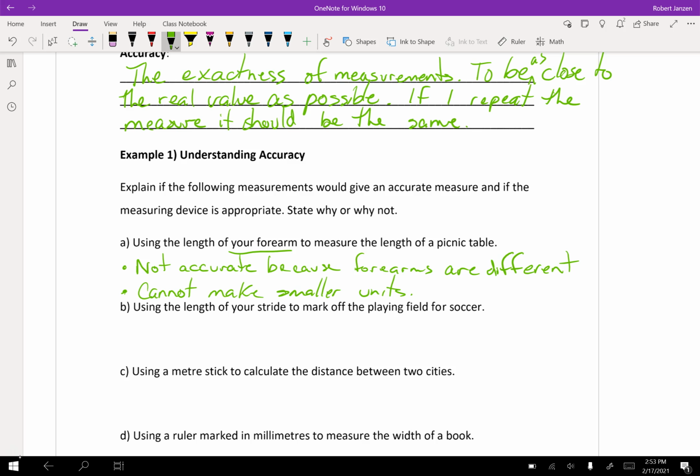B: using the length of your stride to mark off the playing field for soccer. Again, this is not really accurate because even your own stride will change as you walk faster or slower. So we're not going to get a consistent answer here, because stride lengths are different. This would be a good way to estimate it. Normally, if you're fairly tall and you take a normal stride, you're about 1 meter long. So you could say each one of my strides is about 1 meter.